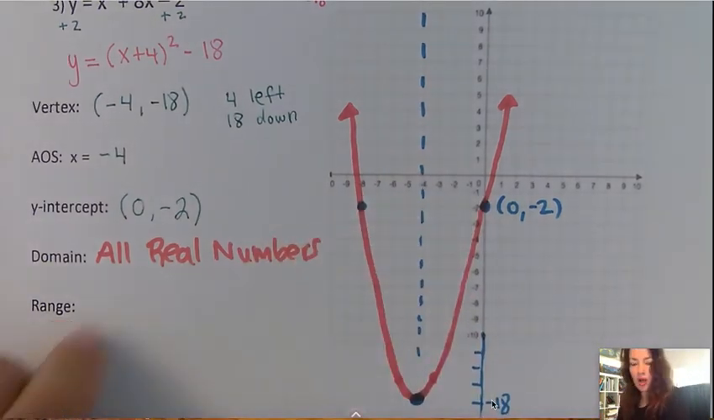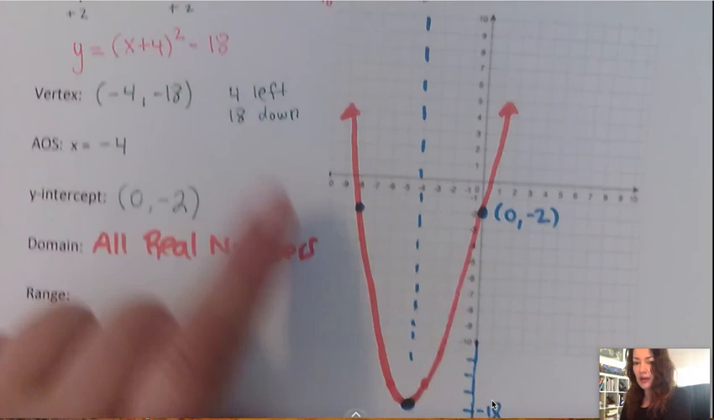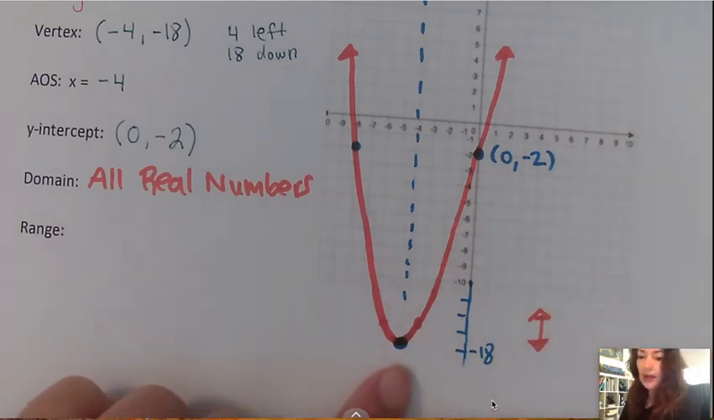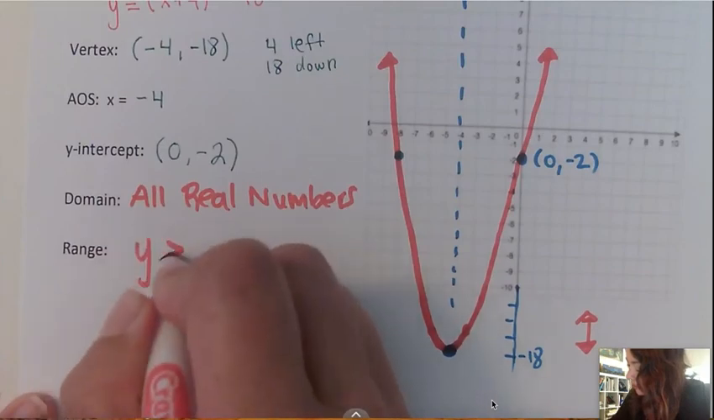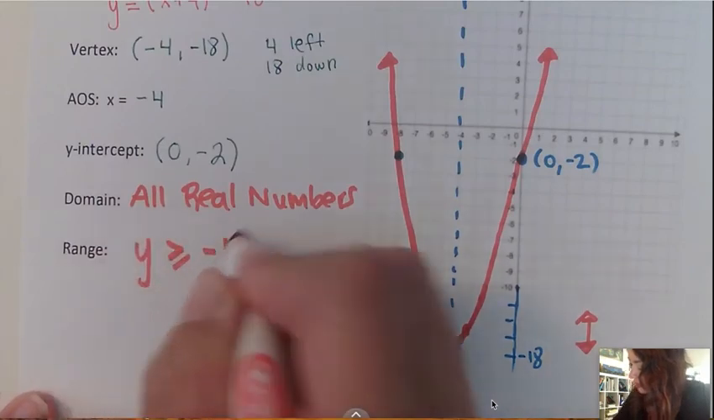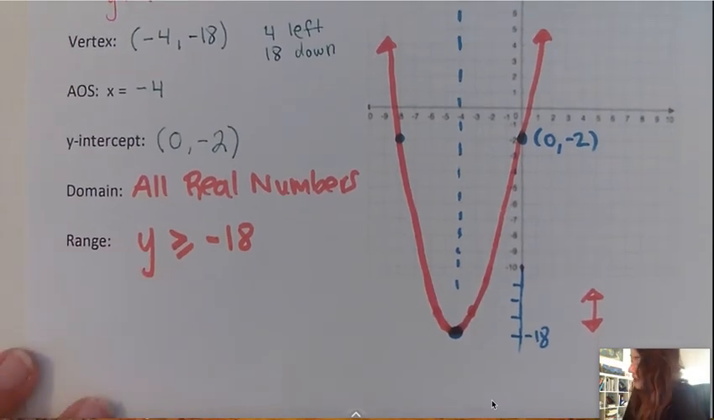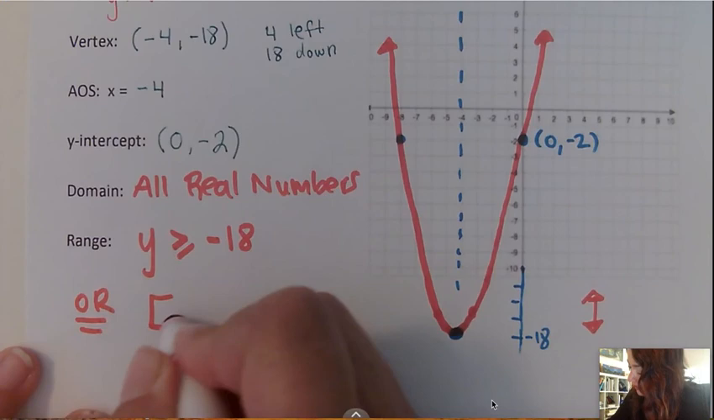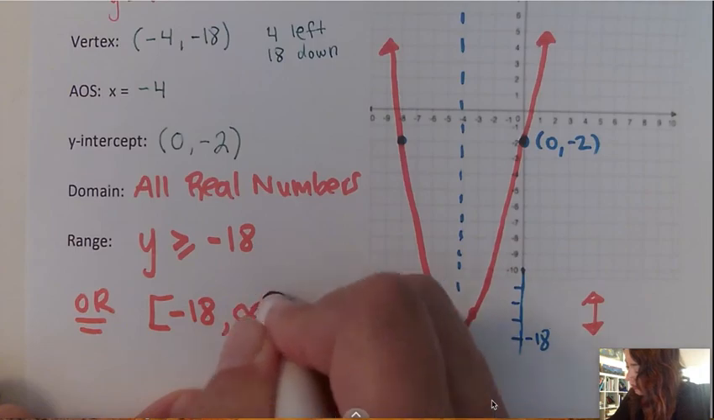And our range always depends on our k value, which in this case goes as low as -18. Look at right here. So our range, we always read it going up and down. And so our range starts at -18 and then goes up. So we can say that y is greater than or equal to -18. This is using inequality notation. If you wanted to use interval notation, you can also say square bracket -18, comma, positive infinity, round bracket.